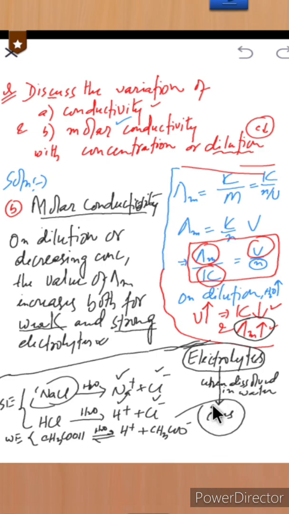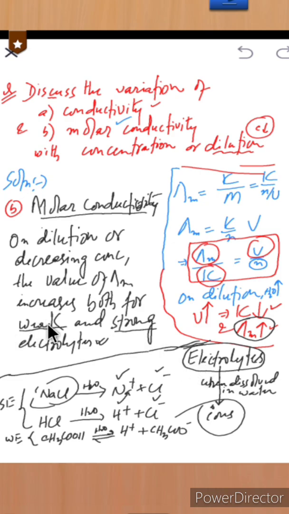Electrolytes are those substances which produce ions when dissolved in water, okay? NaCl is an electrolyte because when it is dissolved in water, it forms Na+ and Cl- ions. Similarly, HCl is also an electrolyte because when it is dissolved in water, it produces H+ and Cl- ions, okay? Similarly, acetic acid is also an electrolyte. When dissolved in water, it produces H+ ion and acetate ion. Now in this case, electrolytes are of two types, okay?